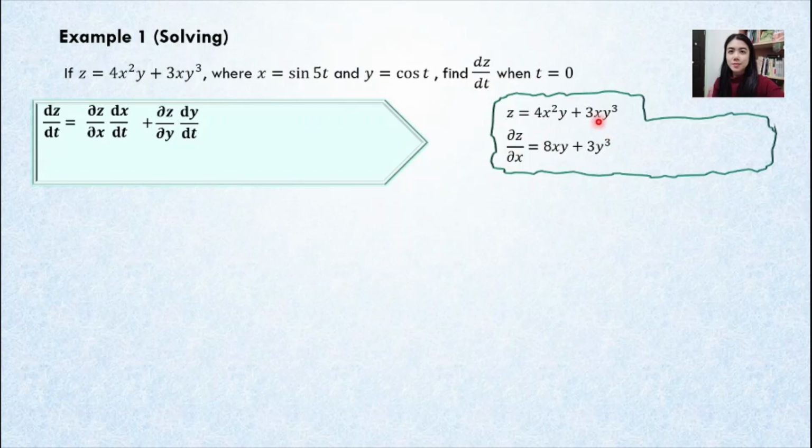Focus on x here, so you differentiate x, you have 1. So 1 multiplied with the constant 3y cubed, so you have 3y cubed.